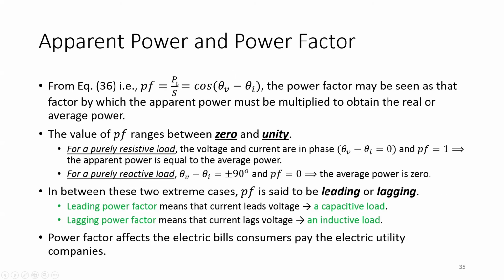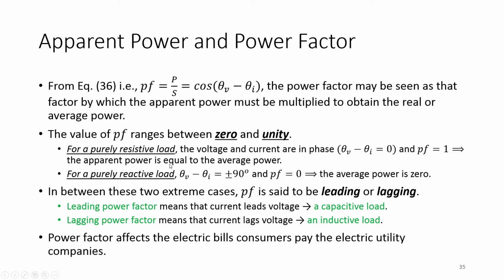So we know that the power factor is P by S, and because the value of power factor can only range from 0 to unity, we can see different scenarios. For purely resistive load, theta V minus theta I would be equal to 0, because for purely resistive load there is no phase difference between the voltage and the current through and across it. So in that case, this angle would be 0, so cos of 0 results to be unity, so we say that power factor is unity.